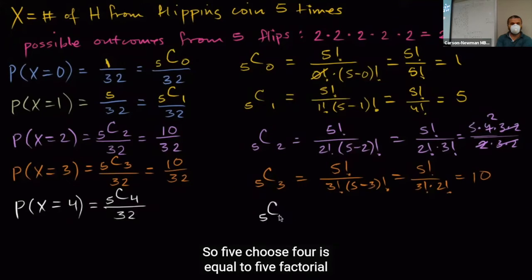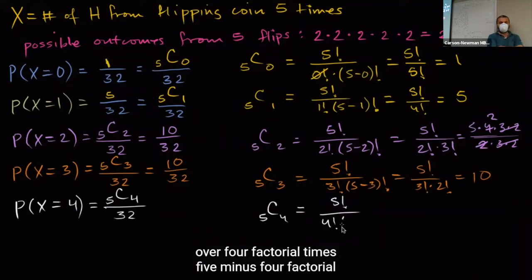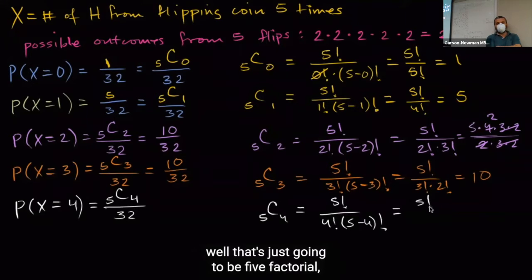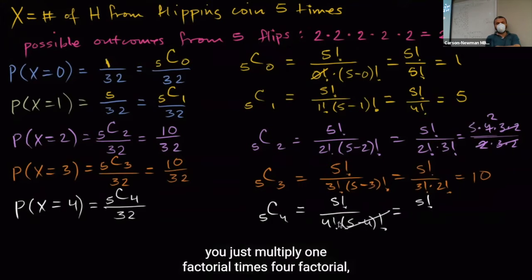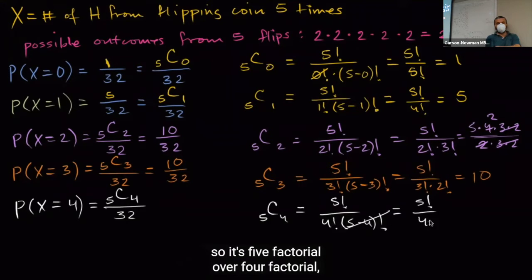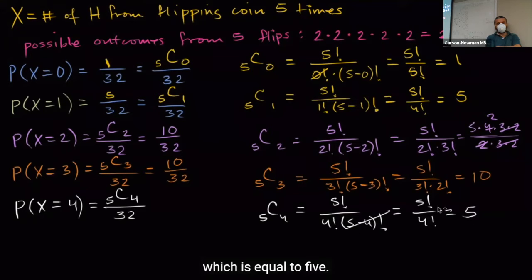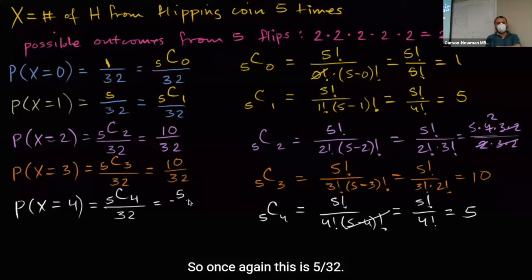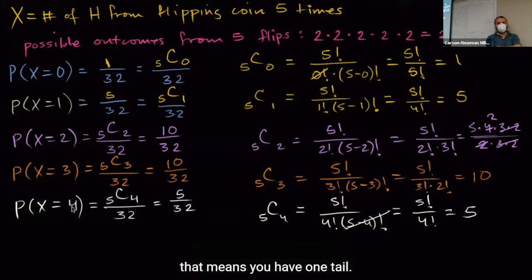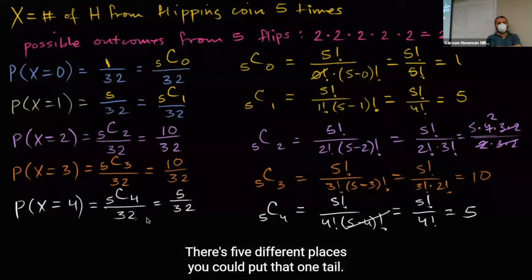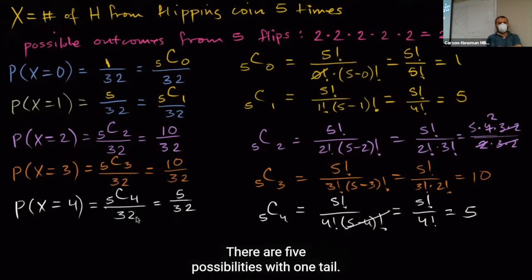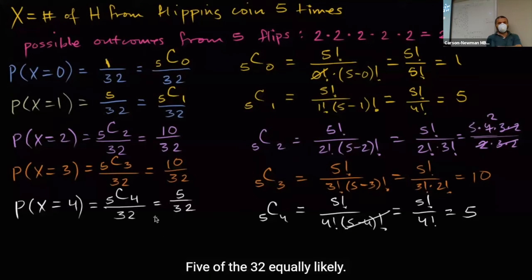So 5 choose 4 is equal to 5 factorial over 4 factorial times 5 minus 4 factorial. That's just 5 factorial over 4 factorial times 1 factorial, which is equal to 5. So once again, this is 5/32. And you could have reasoned through this, because if you want 4 heads, that means you have 1 tail, and there are 5 different places you could put that 1 tail. There are 5 possibilities with 1 tail, 5 of the 32.